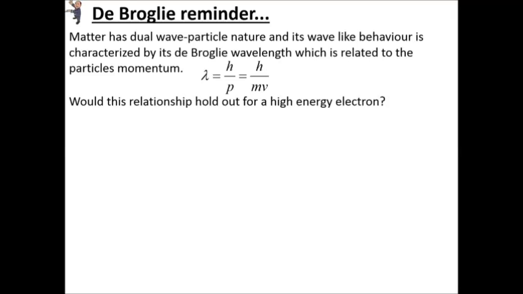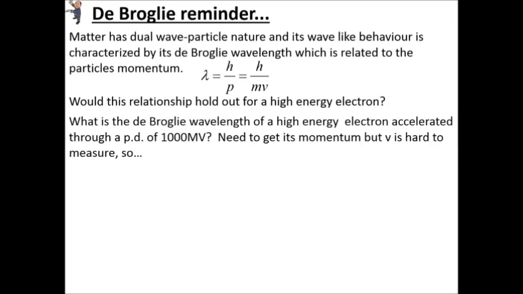So if we imagine a high energy electron, we need to consider, can we work out what possibly could be the velocity of the electron? Now, the velocity is quite difficult to work out, but we might be able to do some maths so that we haven't actually got to go and measure the velocity of an individual electron. We might just be able to try and get its momentum. So how about if we accelerated a high energy electron through a potential difference of 1,000 megavolts?